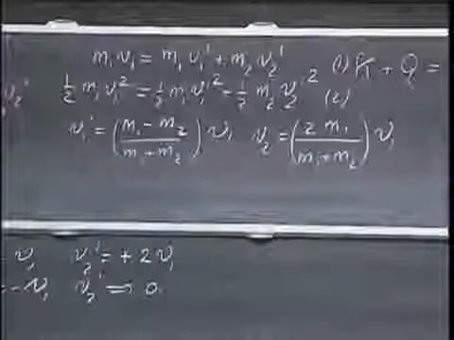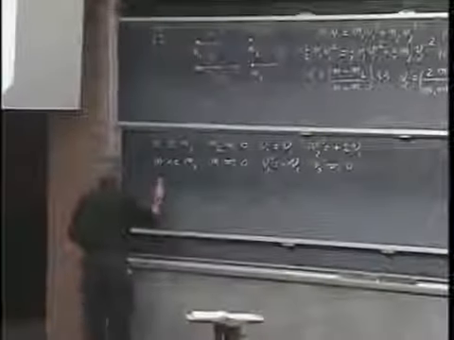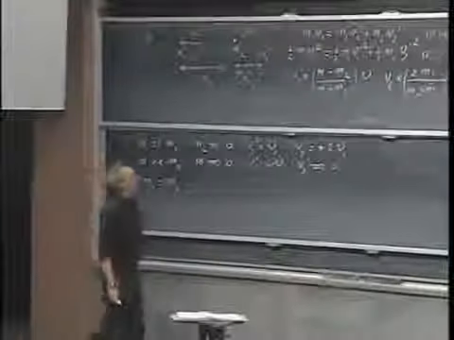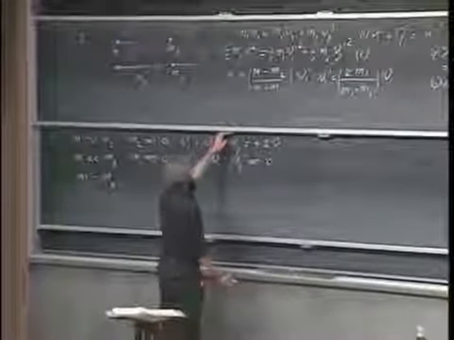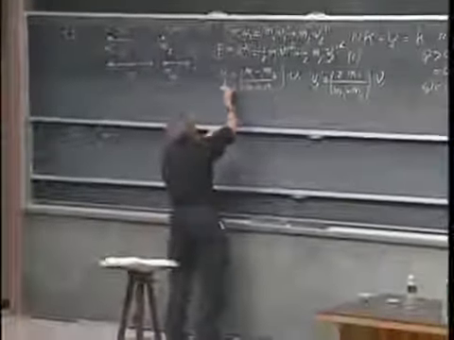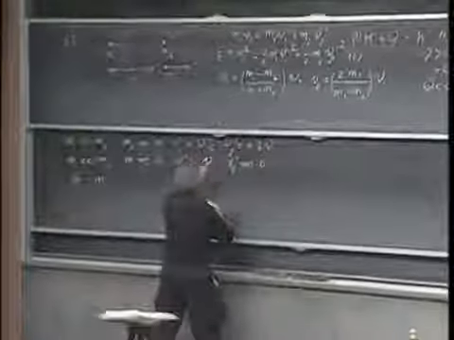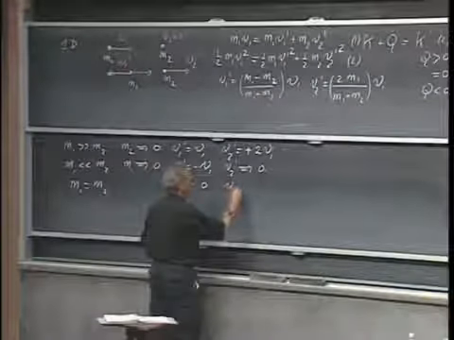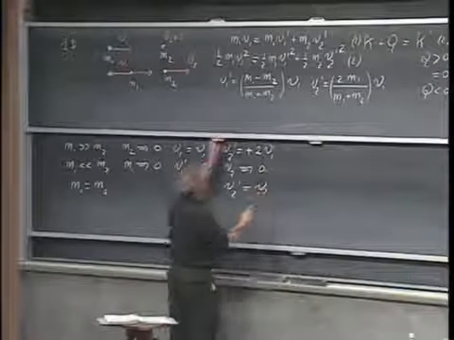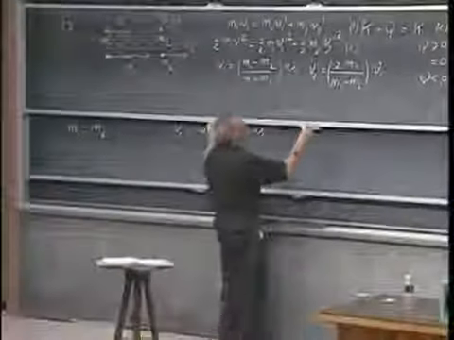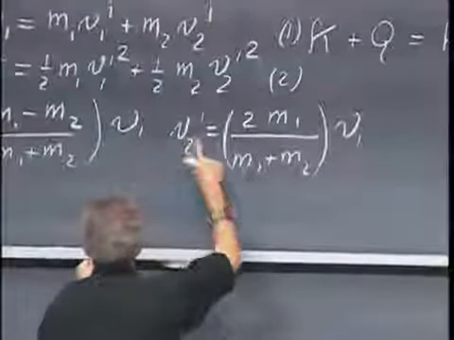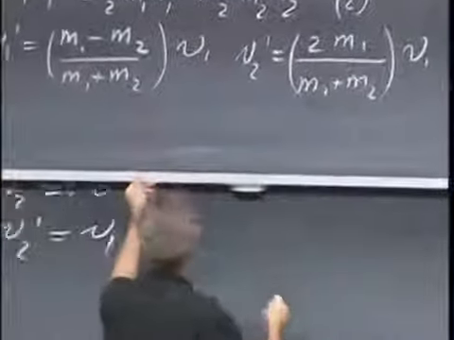So that's very intuitive. And now we have a very cute case, that M1 equals M2. When you substitute that in here, V1 prime becomes 0. So the first one stops, but V2 prime becomes V1. If M1 equals M2, you have 2 downstairs here and 2 upstairs, and you see that V2 prime equals V1. And that is a remarkable case.